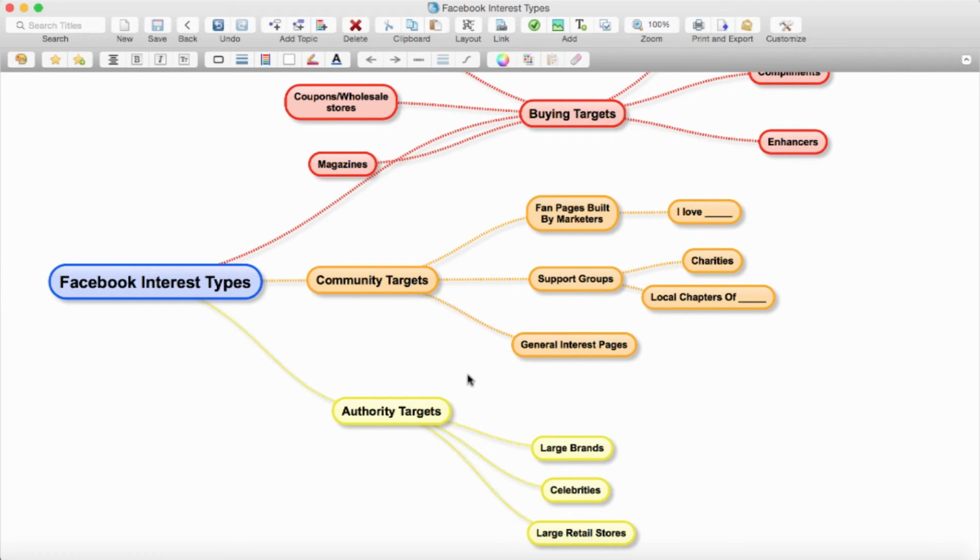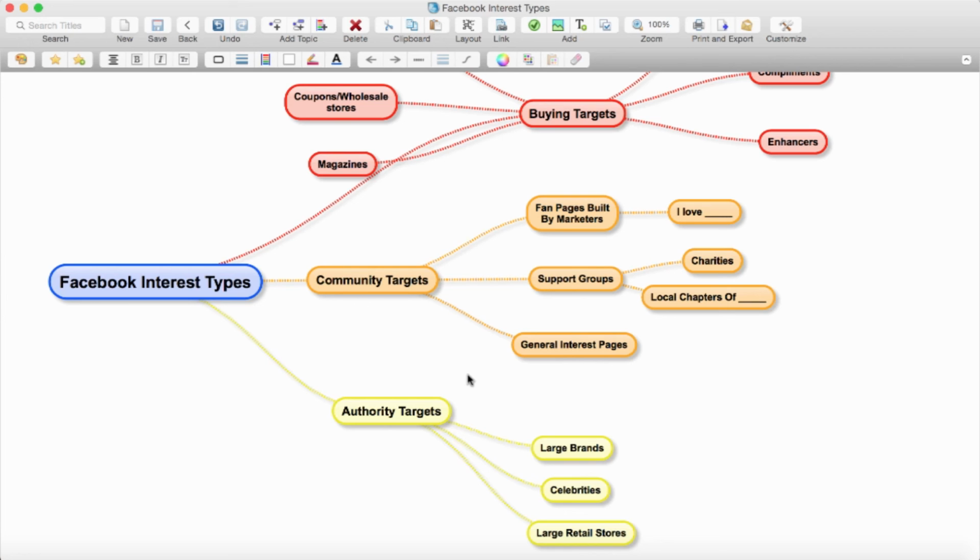So let's take a look at authority targets. Authority targets are going to be your large brands of the niche. So in this instance for fishing, the Bass Pro Shops. I'm not really aware of any other large fishing brands, so I'll just use Bass Pro Shops as an example. There'll be your celebrities, so celebrity fishermen, celebrity anglers. Anybody who's kind of a figure in that niche will fall under the authority targets. And then your larger retail stores that kind of sell fishing gear as well. You could research those, be it locally or nationally. Those will fall under your authority targets.